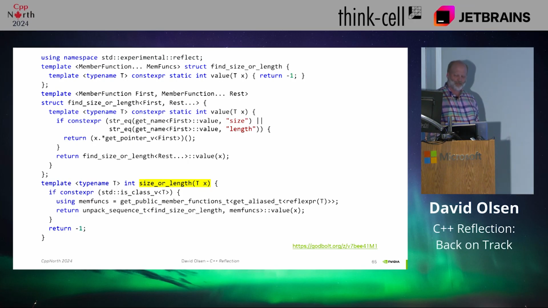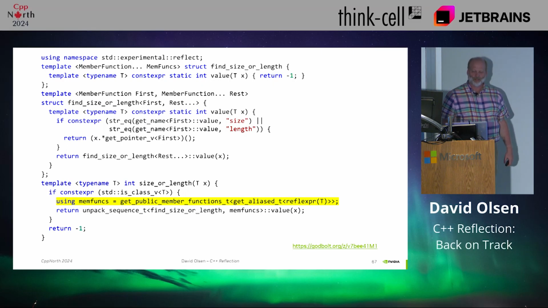We have a function named size or length that takes an object of any type. We transfer into the reflection world with the reflexpr keyword. Then we get the reflection of the entire set of public member functions of the class. They are represented as a type, which is why they are stored as a type alias.